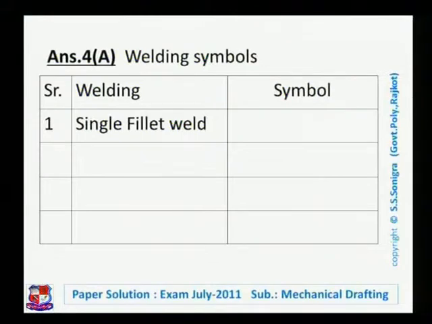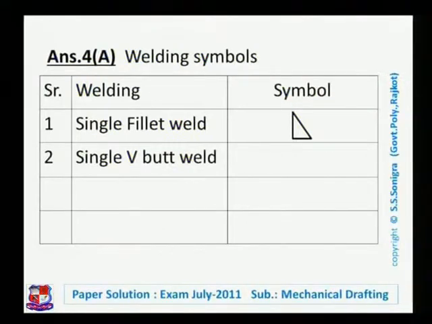First is single fillet weld. It is drawn like this. It's a fillet weld, so the fillet symbol is like this, just a right angle triangle. Second is single V butt weld. It is drawn like this. V shape represents the symbol of welding in V butt weld.